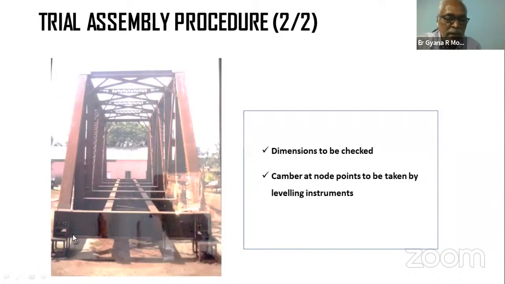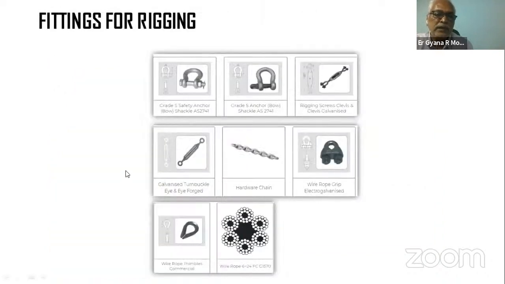And what happens after you assemble it? You have put joints, you have put supports on every joint, then you take out all the supports so that the girder is resting at the bearing points. Then you check the camber at the center and at the different node points, as has been mentioned, so that once the proper camber is achieved, then only the trial assembly is over and the girder is passed for dispatch. Then another big component is the rigging part of it.